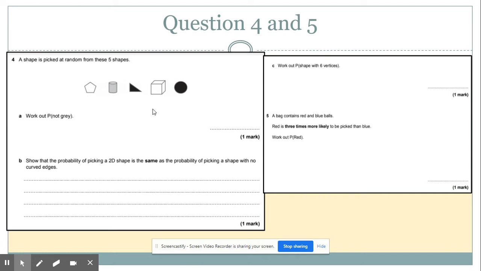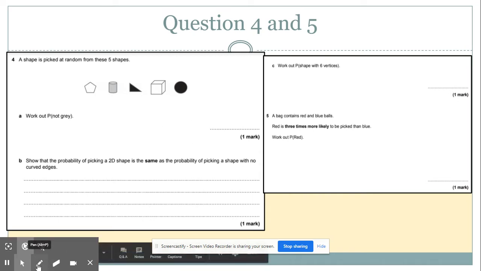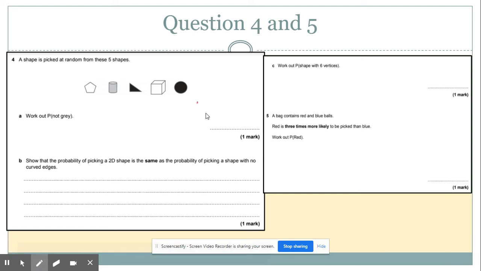How many shapes can you see here which are not gray? 1, 2, 3, 4. In other words, there are 5 shapes in total. Only one is gray, so that means 4 are not gray. So I have to just write down the probability of the shape which is not gray. There are 4 shapes which are not gray out of 5. It will become 80%, which is fine.